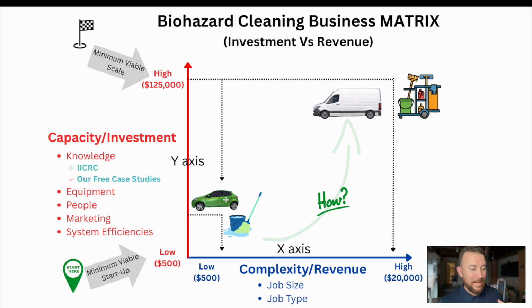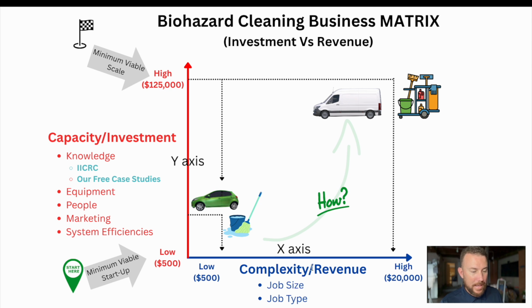And then there is system efficiencies. These are things you learn over time through experience and hitting bottlenecks that enable you to make improvements, which then drives up your ability to work faster and do better jobs. When you combine all those elements together, that's your knowledge, equipment, people, marketing, and system efficiencies, that forms your entire capacity. Now, where investment comes into that is you often have to invest your time and your money into improving your capacity. So that is the y-axis.